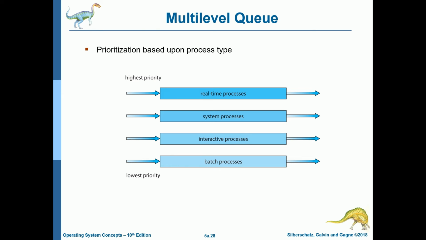Now normally when a multi-level queue scheduling algorithm is used, processes are permanently assigned to the queue where they enter the system. If there are separate queues for foreground and background processes, for example, processes do not move from one queue to another. This is because processes do not change their foreground or background nature. Now this setup has the advantage of low scheduling overhead, but the problem is it's very inflexible.